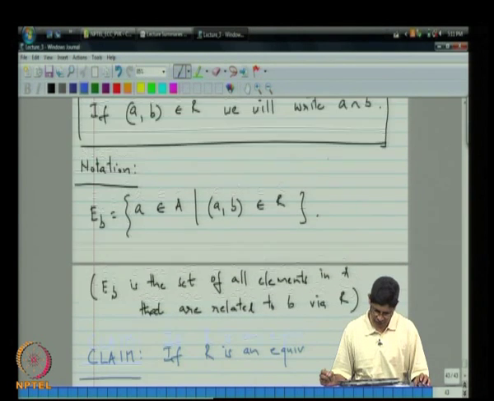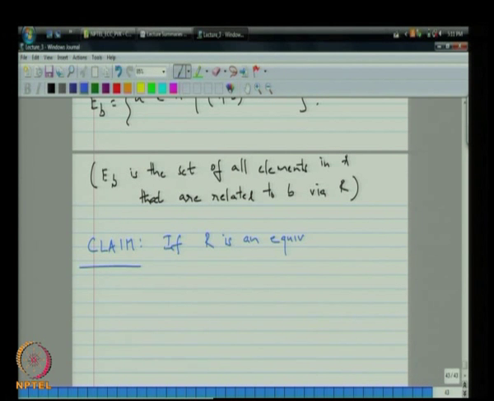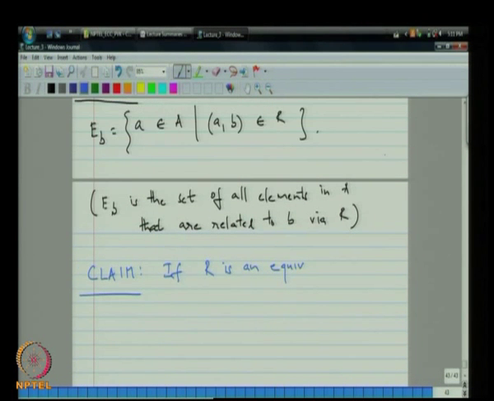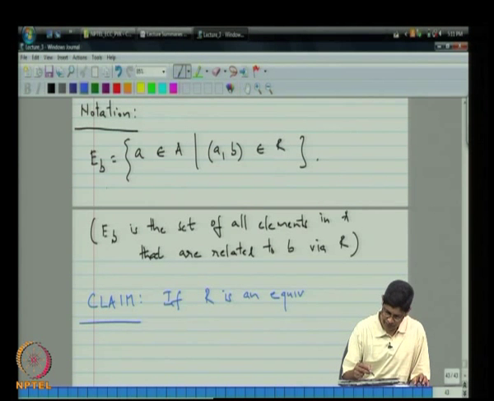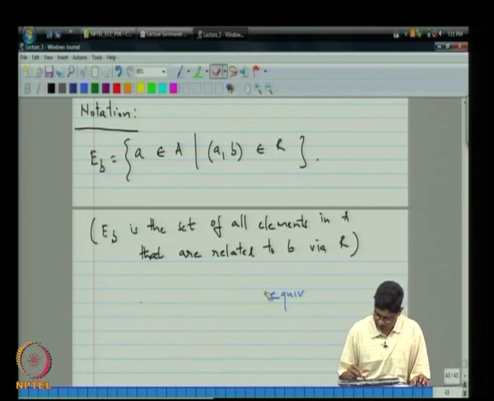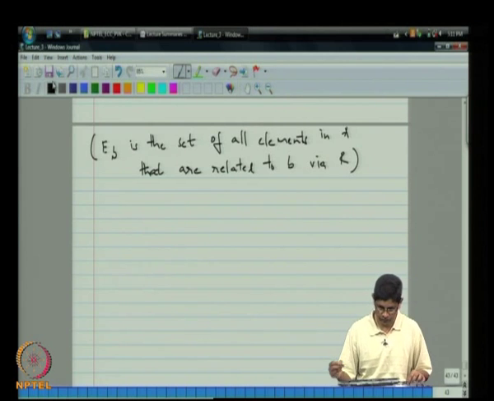Okay, let me just backtrack. I think I went ahead of myself here. Before I can make this claim, I was going to make a claim about a property of these sets E sub b, but I need to introduce another notion first. So, let me just erase this, we will backtrack, we will come back to this point. Okay. There is one other point that I need to take care of.